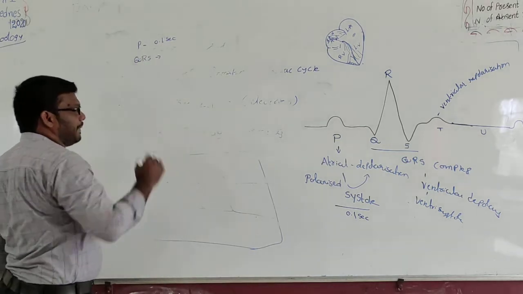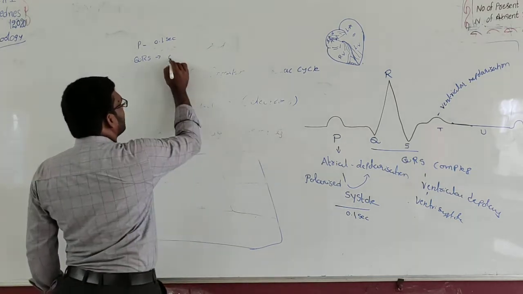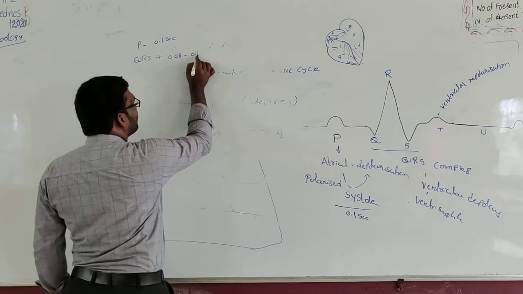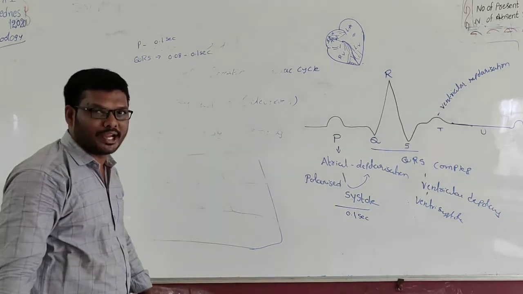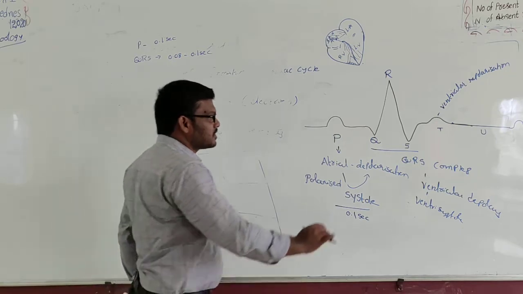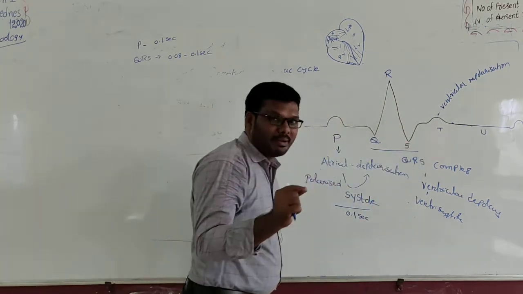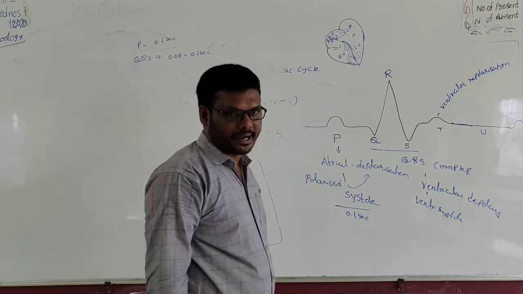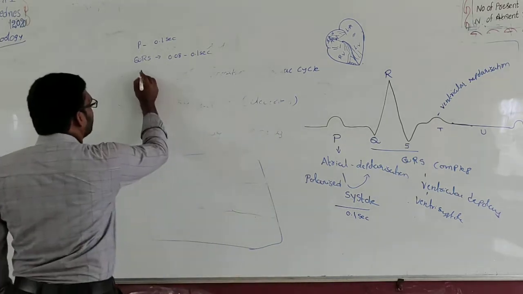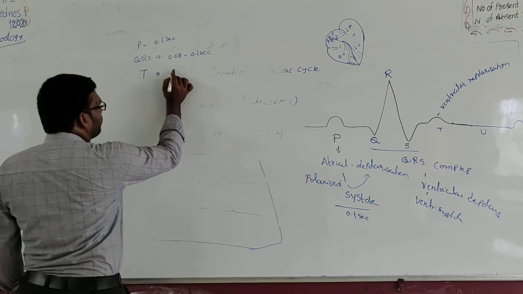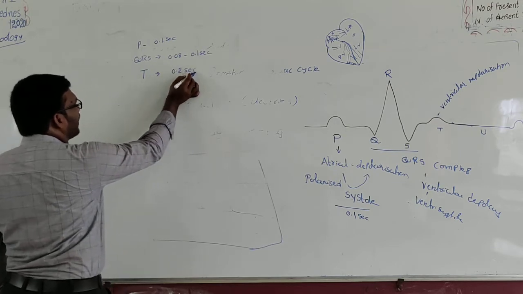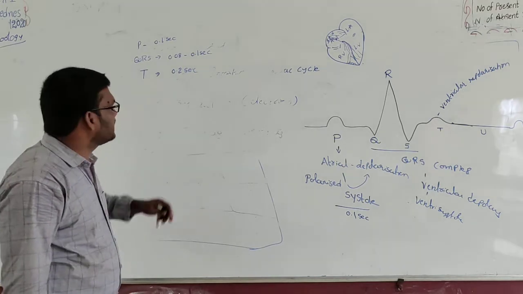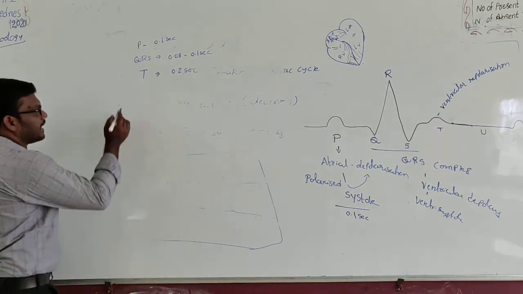The QRS complex takes 0.08 to 0.1 second. That's why it occupies only 2 to 3 small boxes. And then the T wave takes 0.2 seconds. Now this is the waves. Now I can go for the intervals.